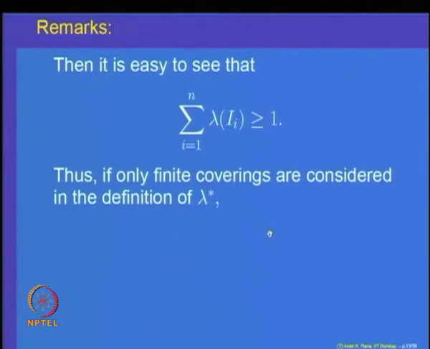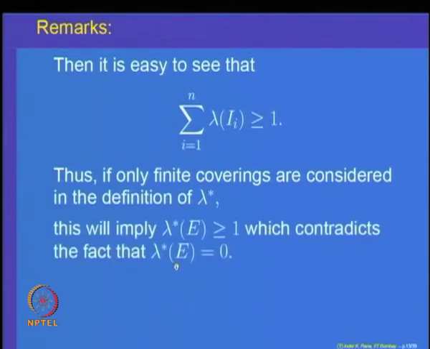But that is not possible, because we just now said lambda star of E should be equal to 0. So, in the definition of the outer measure, we cannot limit ourselves to only finite coverings. We have to allow all countable coverings also.